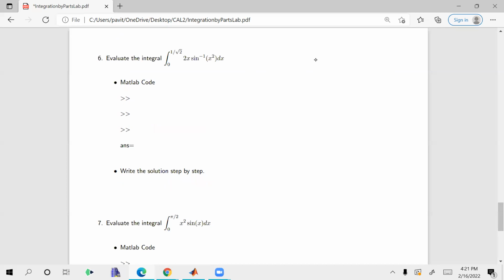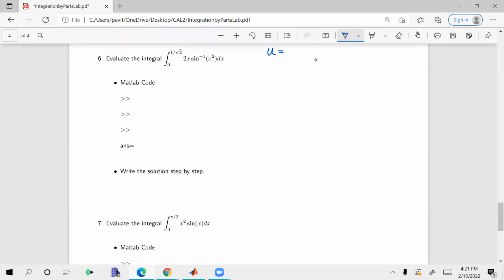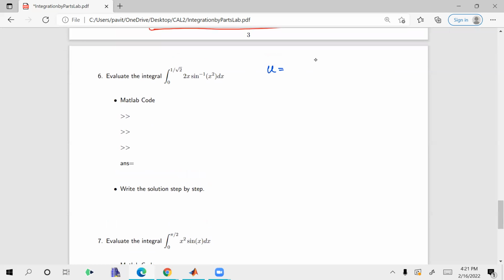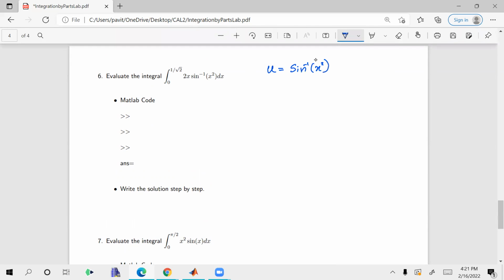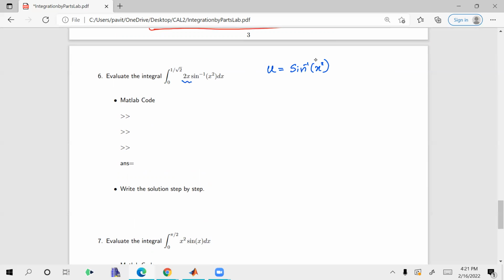Okay, let's get started. Now we are going to apply integration by parts first and then use substitution. Integration by parts, u equal to sine inverse of x square. Now you might ask me, why didn't I take u equal to 2x?